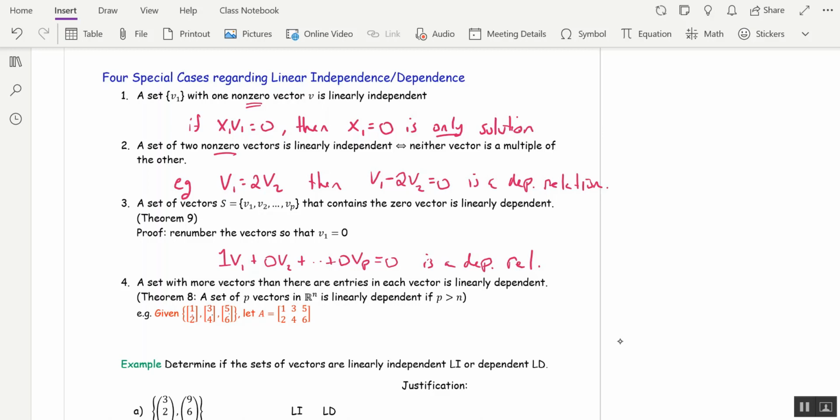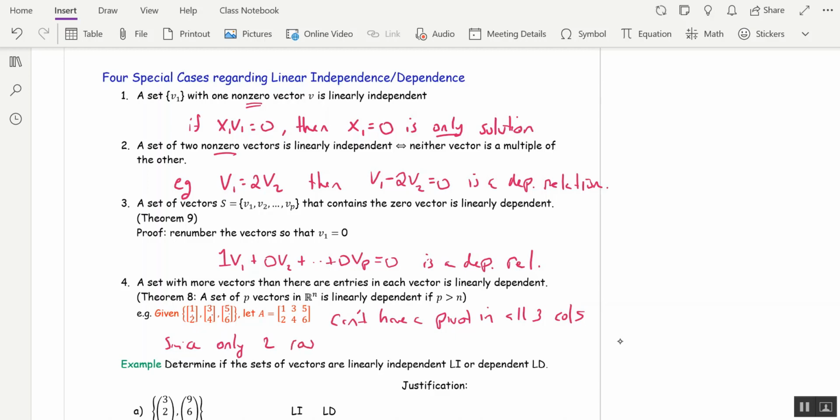Here's 3 vectors in R2. So I have more vectors than there are entries in each vector. In order for this set to be linearly independent, I would need a pivot in every column. There's no way I could have a pivot in every column because there's only 2 rows. So we can't have a pivot in all 3 columns since there are only 2 rows.